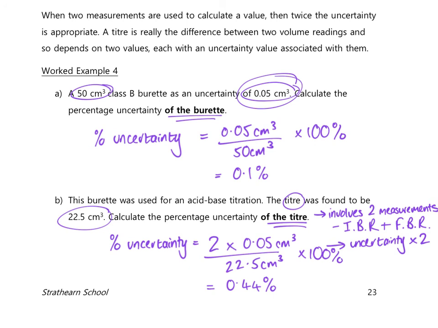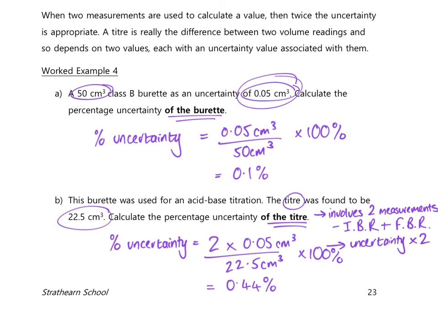but also you're lowering the volume. So it's the same uncertainty value, but it is over a lower volume. So the percentage is going to be greater because the volume of your titre is only 22.5. So it's not that full 50 of the burette that we have used. So hopefully that makes sense.